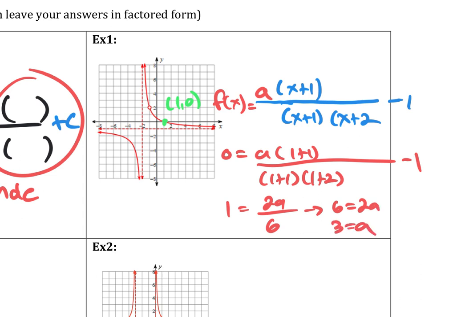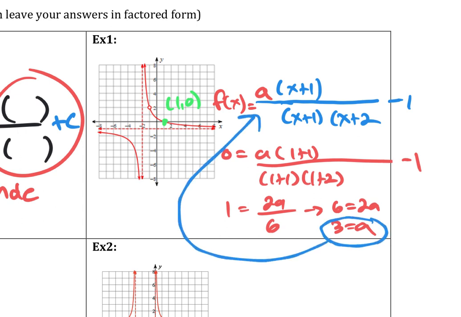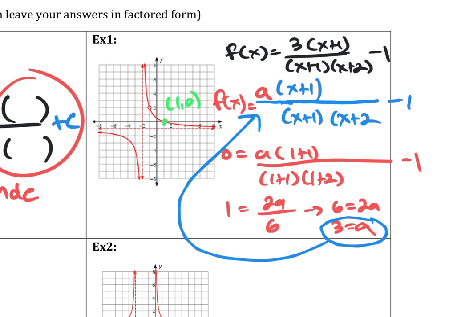And now I can take my a value and plug it back into that original equation to get my final answer of f of x is equal to 3 times x plus 1 over x plus 1 times x plus 2, and then -1 on the outside. Okay, let's go ahead and apply this to another example here.